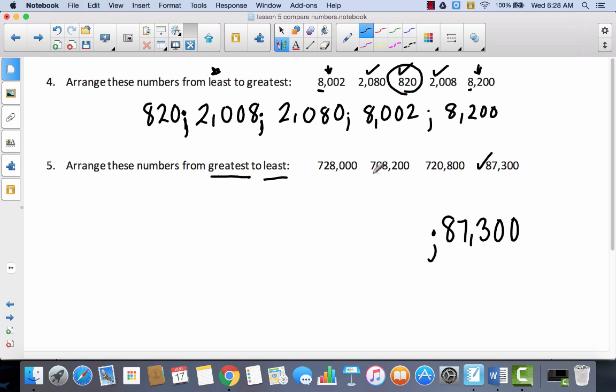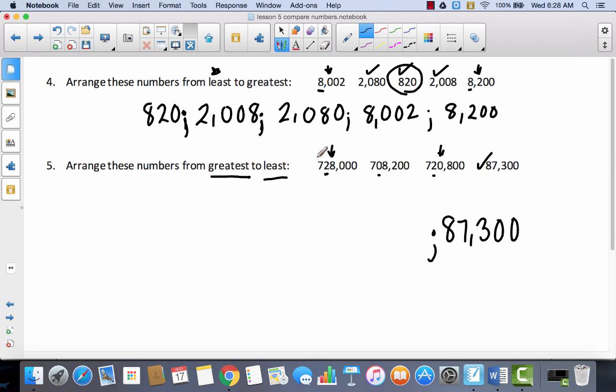They all have the same digit in the hundred thousands place. So next I have to go to the 10,000s place. So this has a 2, this has a 0, and this has a 2. So I know that this number is going to be smaller than these other two numbers. So let's see which one's going to be the biggest. So I'm going to have to look at the thousands place in these two numbers. This has an 8 in the thousands place, and this has a 0 in the thousands place.